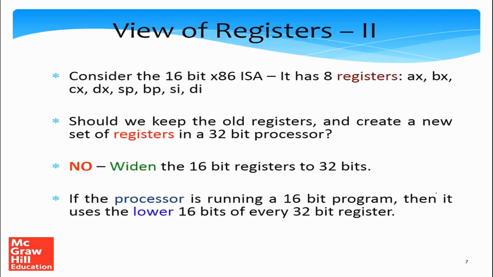So let us consider the 16-bit x86 ISA. The 16-bit ISA had 8 registers. They were called AX, BX, CX and DX, SP, BP, SI and DI. So actually the idea of these registers had come from the 8-bit processor, whose registers were of the form A, B, C and D. But in any case, when they made a 16-bit processor, which was way back in 1978, they named the registers AX, BX, CX, DX, SP, BP, SI and DI.